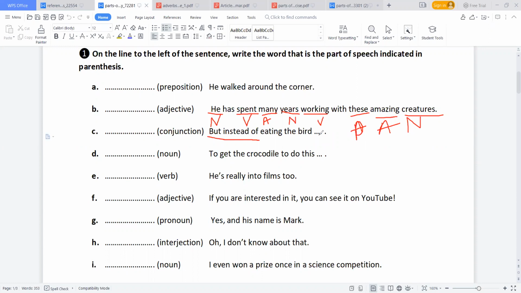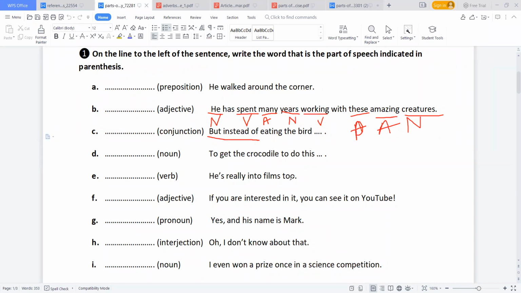Okay, so "but" here is a word that is joining two sentences, not "instead of". If I say instead of having chocolates, I like to be on the diet, so you can say here "instead of" is used as a conjunction. Next: to get the crocodile to do this. So what is the noun here? Ma'am, crocodile.